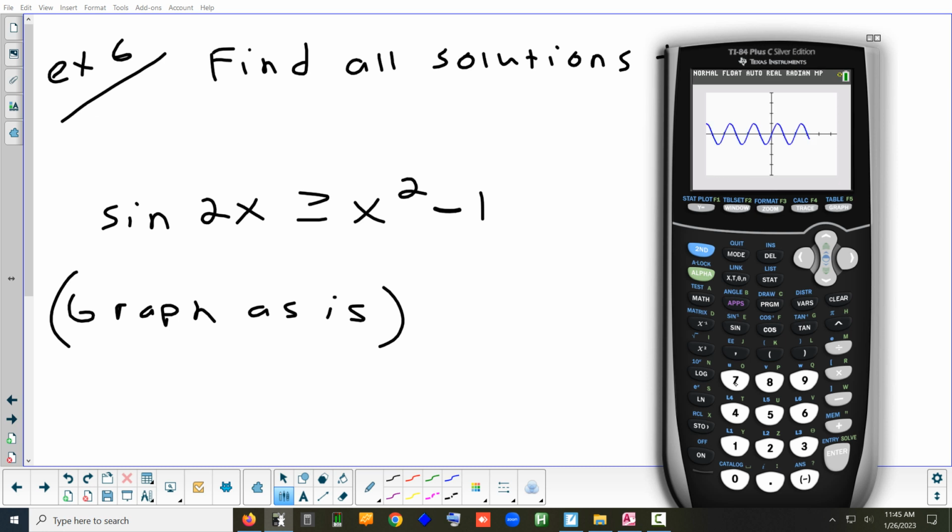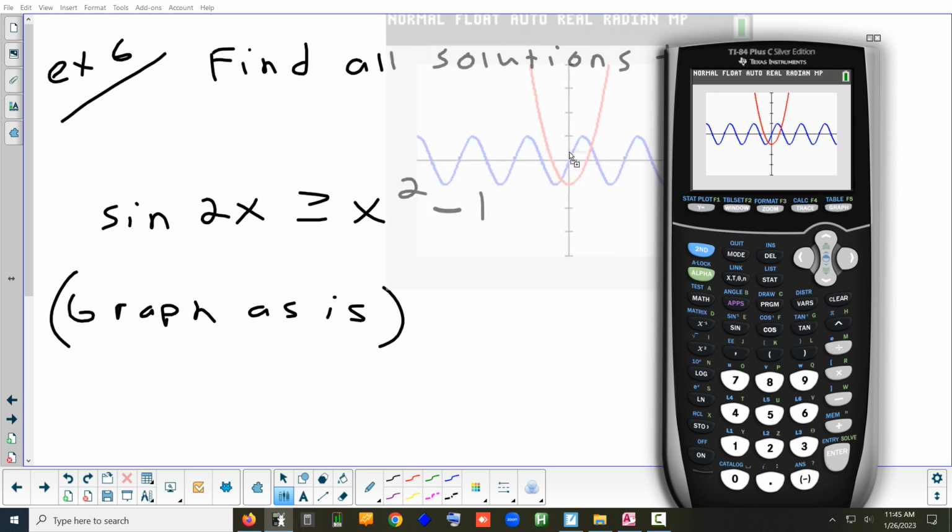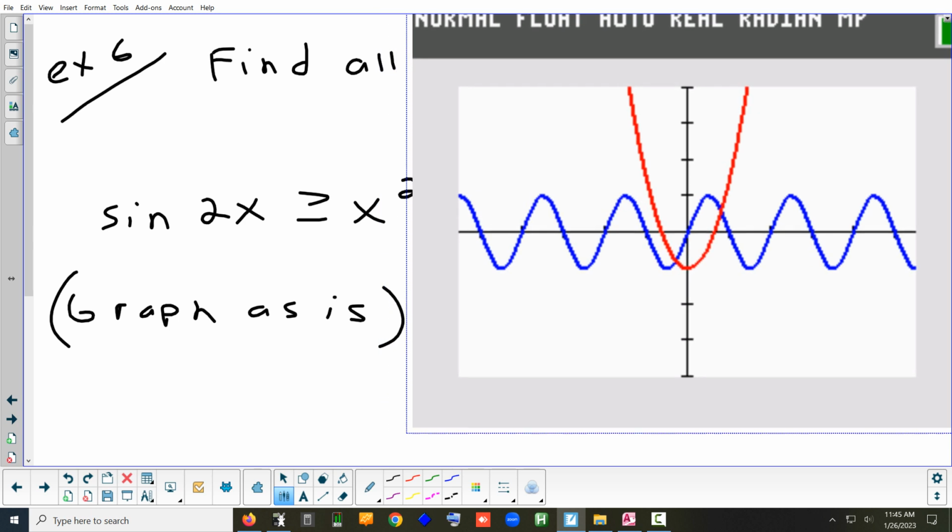So there's my sine function. And I'm looking for where the sine function is above the parabola. How many spots is the sine function above the parabola? 2.